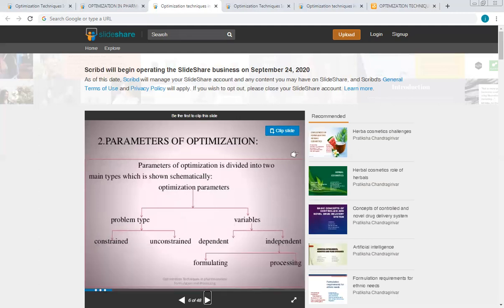The parameters of optimization are divided into two main types, which are shown schematically as optimization parameters. The first one is problem type and the second one is variables. Problem type is divided into two categories. The first one is constrained and the second is unconstrained. Variables are divided into dependent and independent. Independent variables are divided into two categories, formulating and processing.